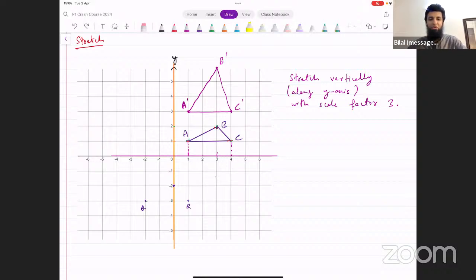All right. So this is a vertical stretch. The diagram has stretched vertically by a scale factor of 3. Does that make sense? You can see the movement will only be on one side. So horizontally, there's no change in the width of the triangle, but vertically, you can see the height has changed by 3 units. Make sense?